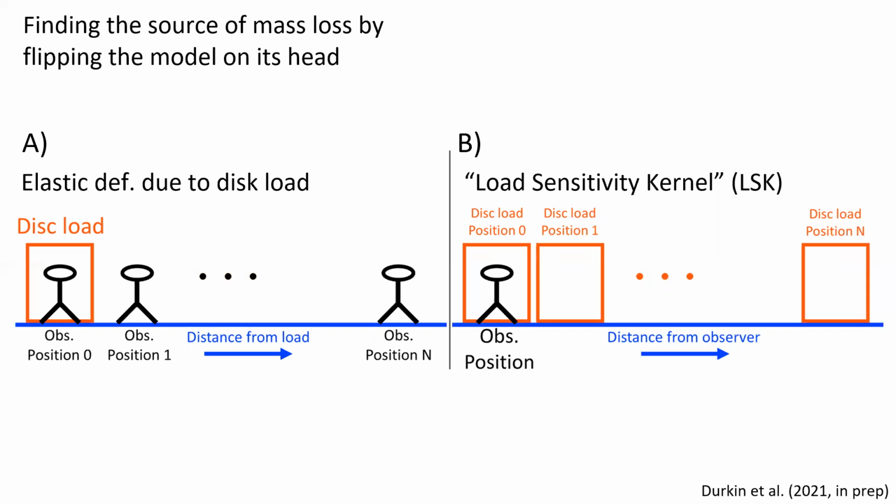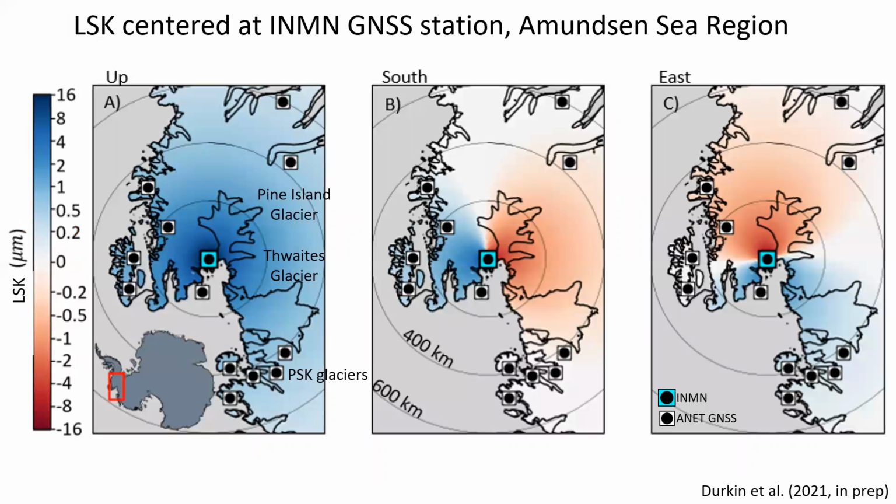This is an idea that builds on techniques that were used by Surendra Adhikari in a 2017 paper, and also by Duncan Agnew in a 2000 paper. To demonstrate the load sensitivity kernel, I've centered it on the INMN GNSS site in the Amundsen Sea region. The Amundsen Sea region is important because it hosts glaciers that lose a prodigious amount of mass annually, namely Pine Island Glacier, Thwaites Glacier, and the Kohler glaciers, with their regions of significant dynamic thinning outlined in black.